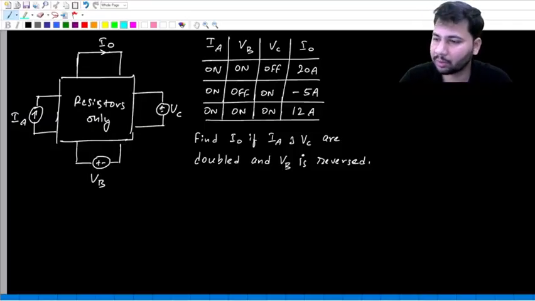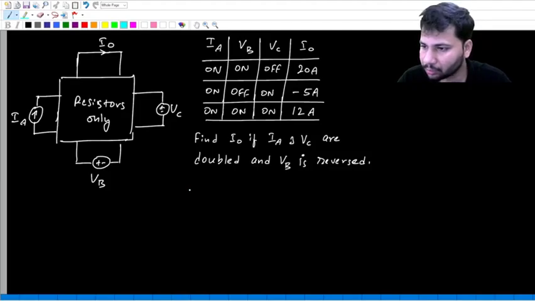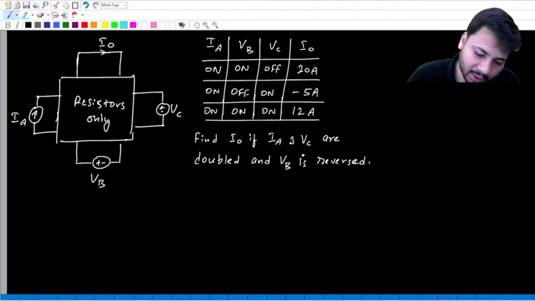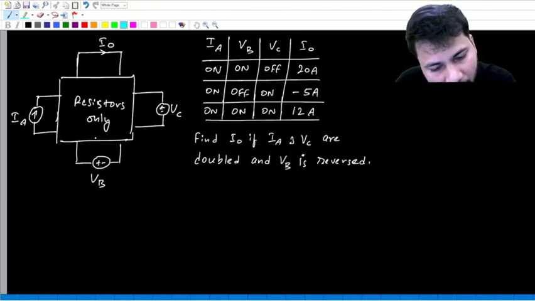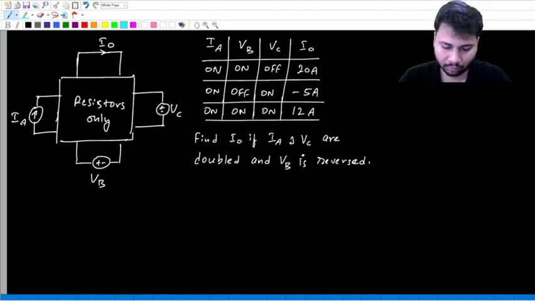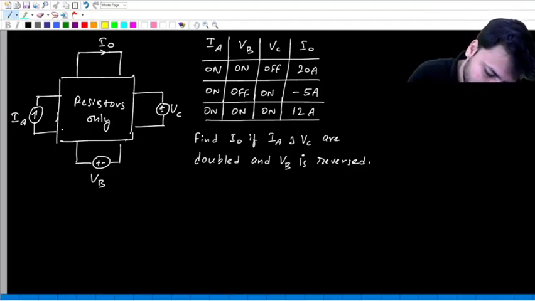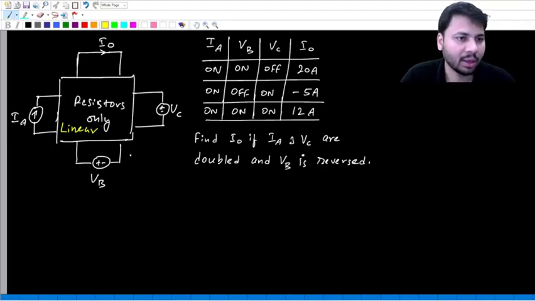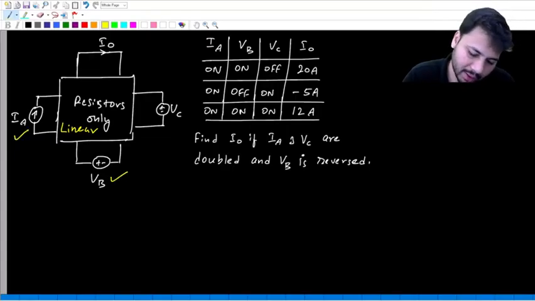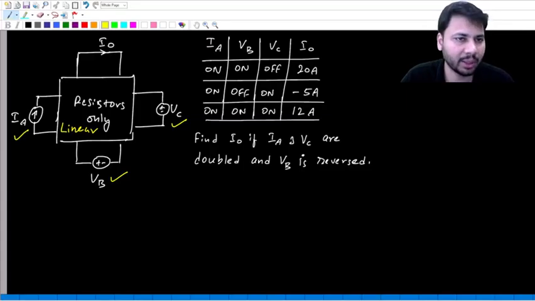Okay guys, there is the question. This box is having only resistors, so definitely it is a linear network. How many independent sources are driving this network? Three different independent sources: one current source, one voltage source, and another voltage source, IA, VB, and VC.